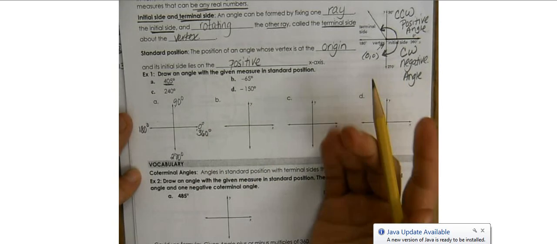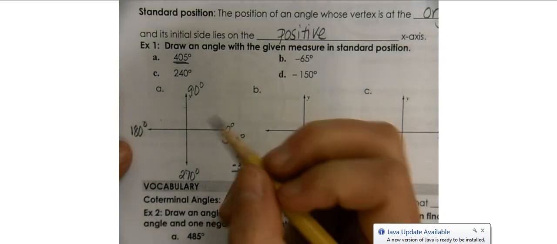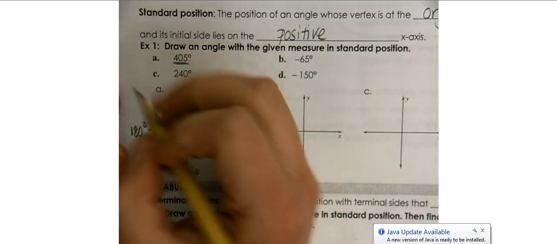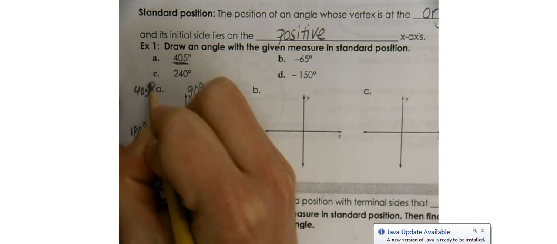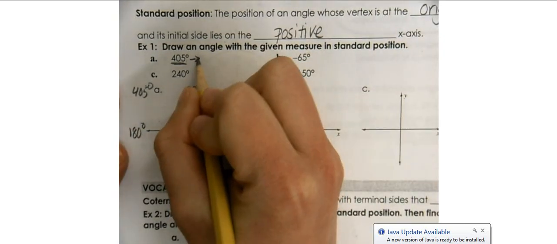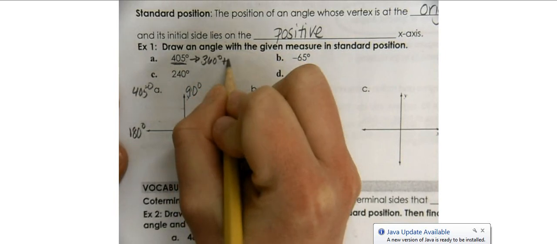So let's go ahead and figure out how far away 405 degrees is from 360. Clearly, it's a lot bigger than 360, but by how much? Well, one approach is to take 405 and subtract 360. And when you take 405 and you subtract 360, you will be left with 45 degrees. So what this really means for letter A is that 405 degrees is really 360 degrees plus another 45 degrees.